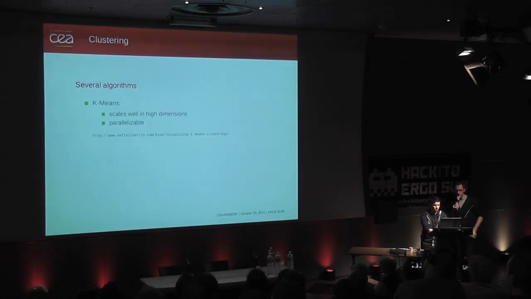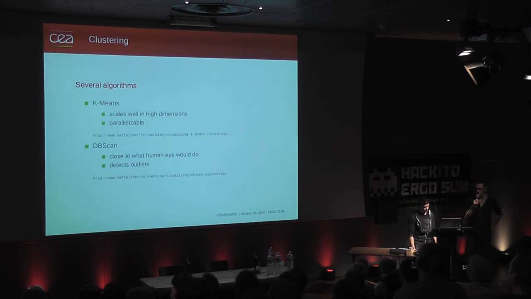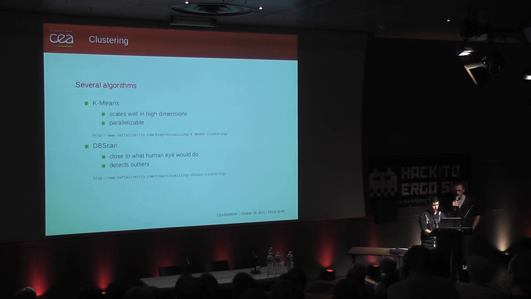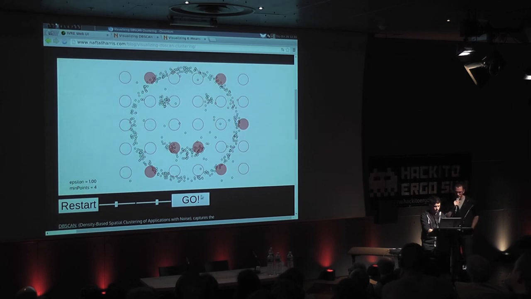So there is another algorithm we use, which is DBSCAN. It's closer to what the human eye would do because it's based on density. And one other advantage of the DBSCAN algorithm is that it can detect outliers. So we'll make a quick overview of the algorithm.